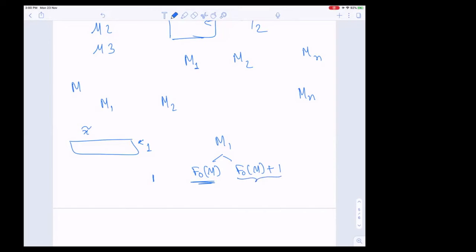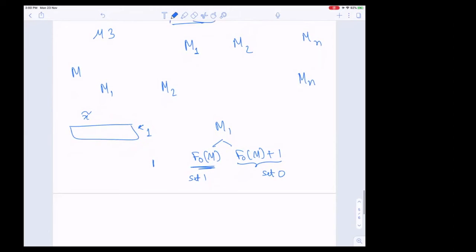If this is F0 of M plus 1, it means 1 was not present in X tilde. That is why the number of distinct elements has increased by 1. In that case you set 0, and in the other case you set 1. So in either case, now similarly, next I will look at M2.